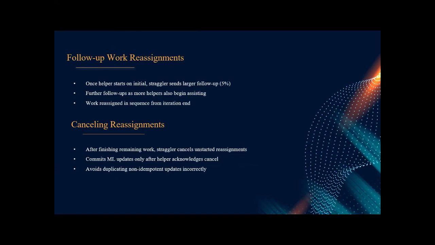Canceling reassignments. Once the straggler has finished the remaining work on the original task, they can cancel any unassigned reassignment. Before canceling a reassignment, the straggler must confirm with the helper that any updates made to the machine learning model have been acknowledged. This is to avoid accidentally canceling work that has already been done. This process helps to ensure that non-idempotent updates, which cannot be repeated without causing unintended consequences, are not duplicated incorrectly.